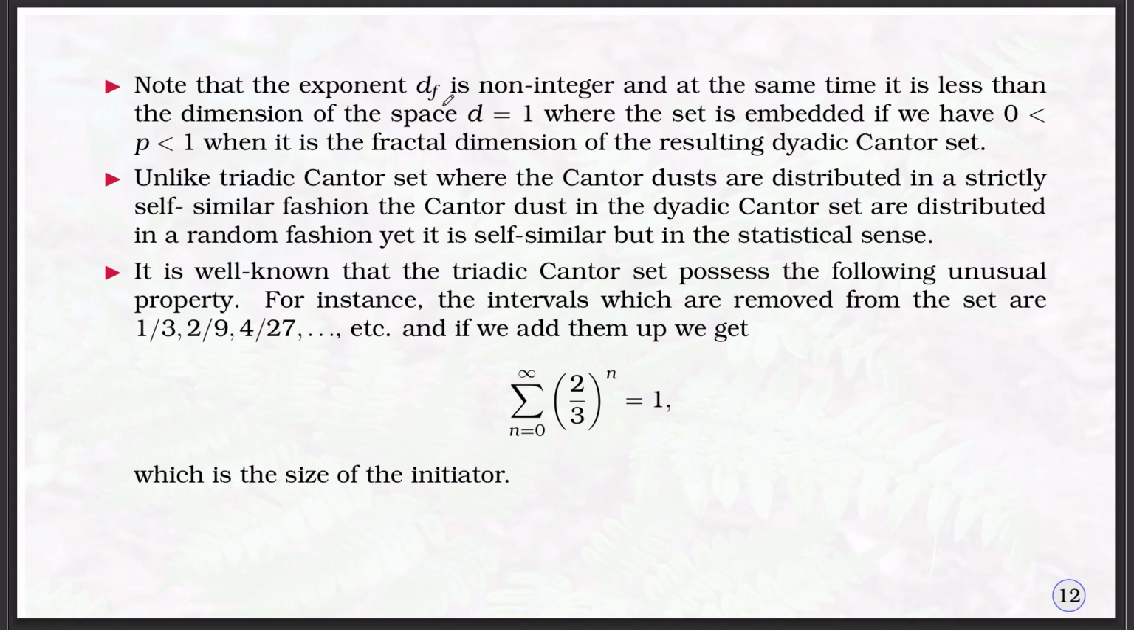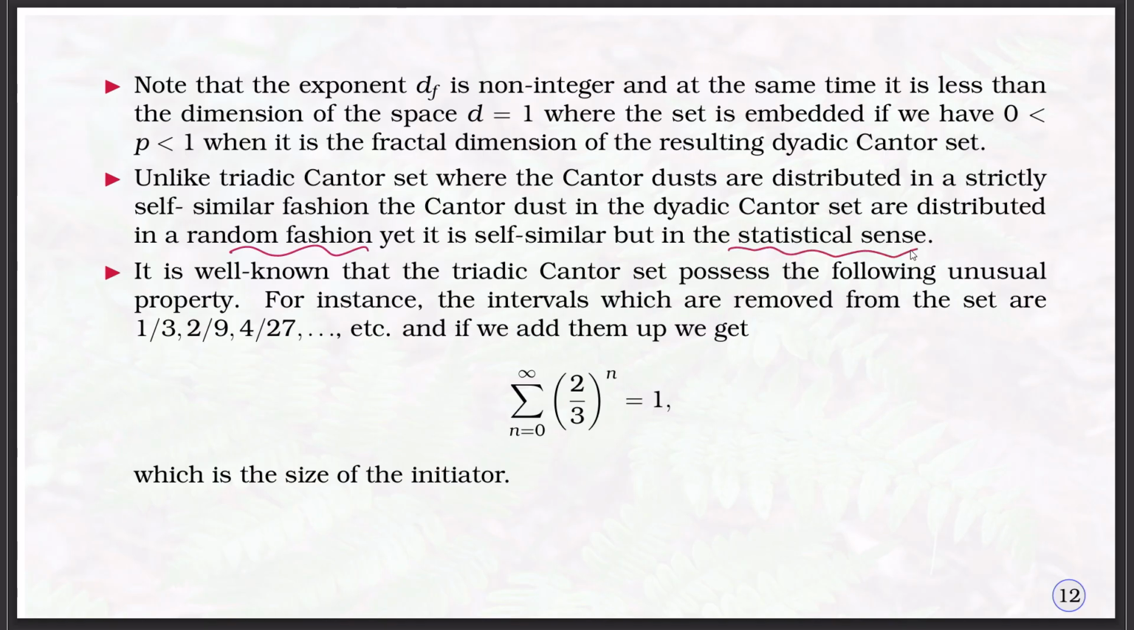Now note that the exponent df is non-integer, and at the same time it is less than the dimension of the space, 1, because the set is embedded in the closed interval [0, 1], a space of dimension 1. If we have 0 < p < 1, this is the fractal dimension of the resulting dyadic Cantor set. Unlike the triadic Cantor set, where the Cantor dust is distributed in a strictly self-similar fashion, the Cantor dust in the dyadic Cantor set is distributed in a random fashion. Yet it is self-similar, but in the statistical sense.